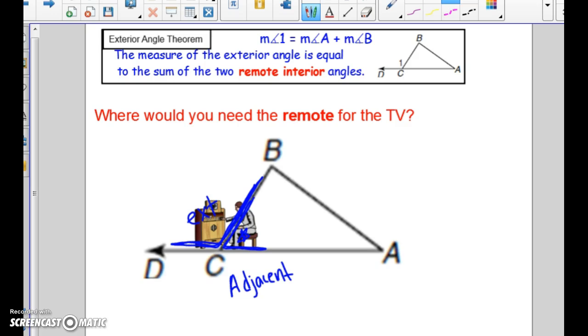What about these angles right here? Where are they located? On the interior. Are they next to the exterior? Or are they on the other side of the triangle? One of them is next to it. Are the 2 green ones? Do they touch that angle right here? No. Good. Those are your 2 remote interior angles. Why do you need a remote? So you can flip them. Because it's on the other side of the triangle. So these 2 right here are on the other side of the triangle from your exterior. These 2 will be the remote.